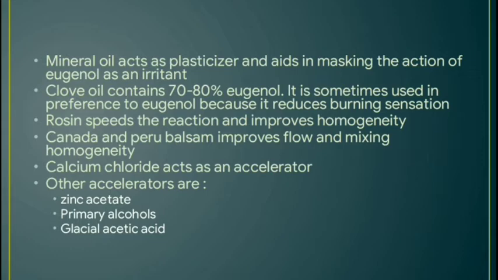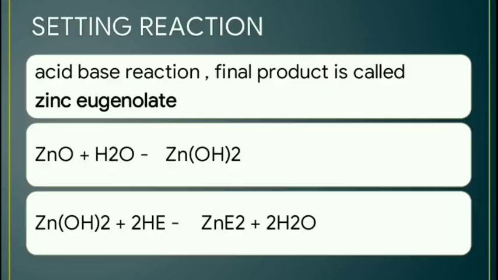And rosin speeds the reaction and improves the homogeneity. Canada and Peru balsam improves flow and mixing homogeneity. Calcium chloride acts as an accelerator. And other accelerators that can also be used are zinc acetate, primary alcohols and glacial acetic acid. These are the other accelerators.